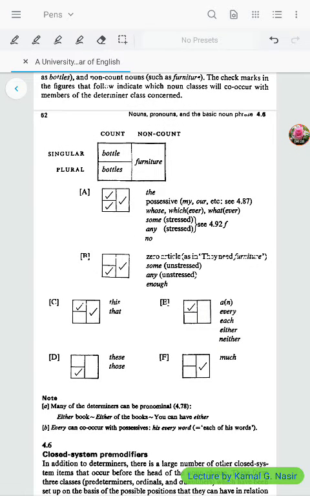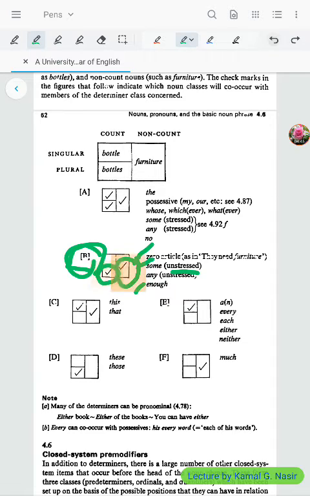The second group, you see, are zero article. Zero article means without article. Some when it is uncitrused, any when it is uncitrused, and enough. This group comes only with the plural countable noun and with the non-countable noun.